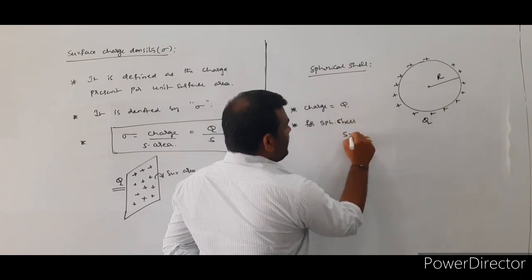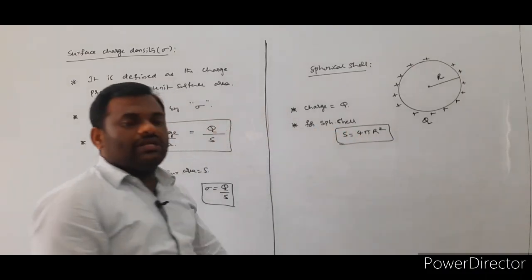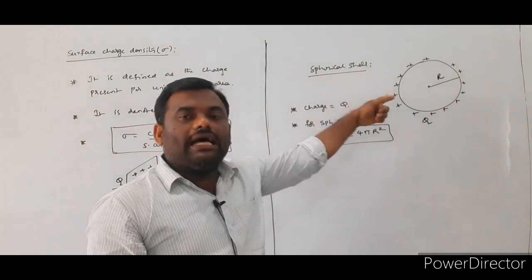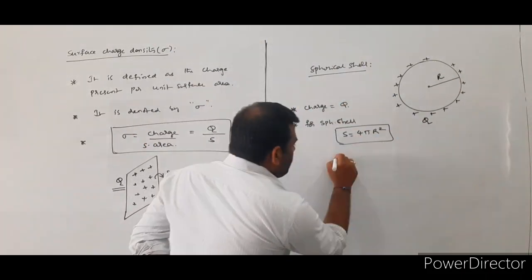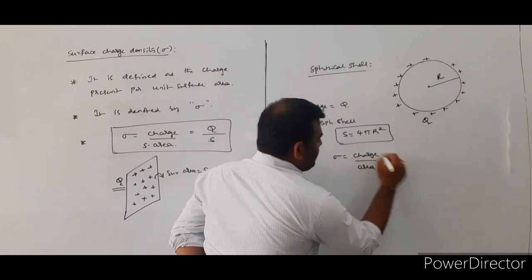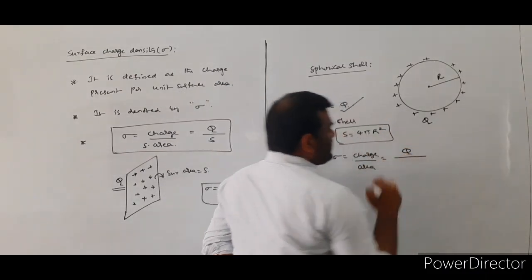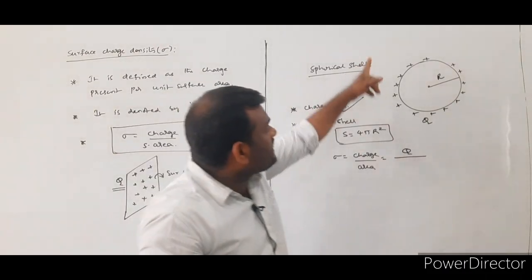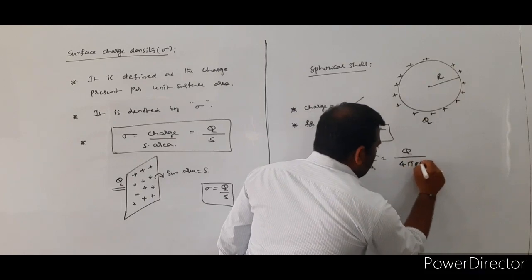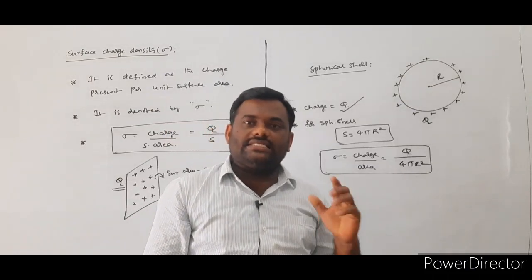So for the spherical shell, the surface area is equal to 4 pi r square. How will sigma be defined? Sigma is charge per unit area. Q amount of charge is given to the spherical shell, and the surface area of the shell is 4 pi r square. Like this, for the spherical shell, we define the surface charge density value.